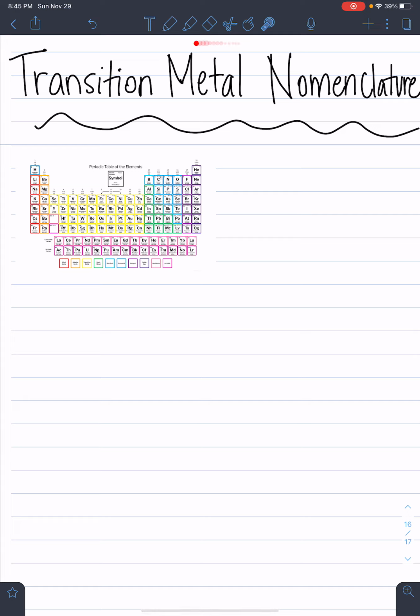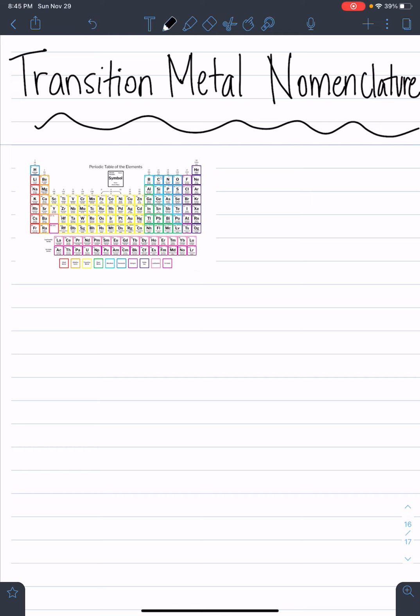So up here at the top, you'll see the title of this is called Transition Metal Nomenclature. While you're writing that down, hopefully you have a notebook and a pen out. If not, go and grab one so you can take some notes. This is going to be a little bit tricky at first, but once you get it down, it'll be pretty easy. So title your notes Transition Metal Nomenclature.